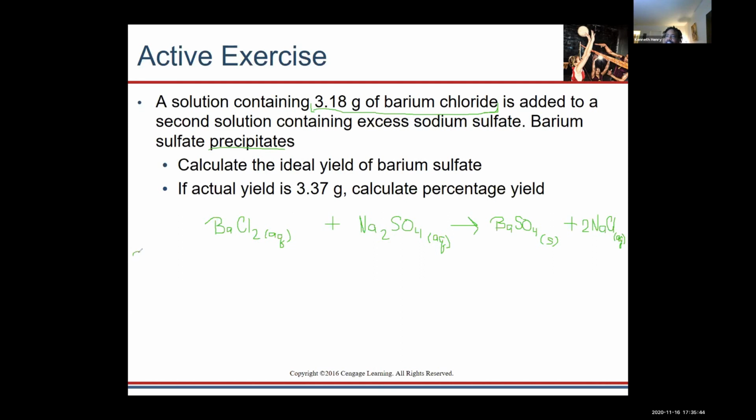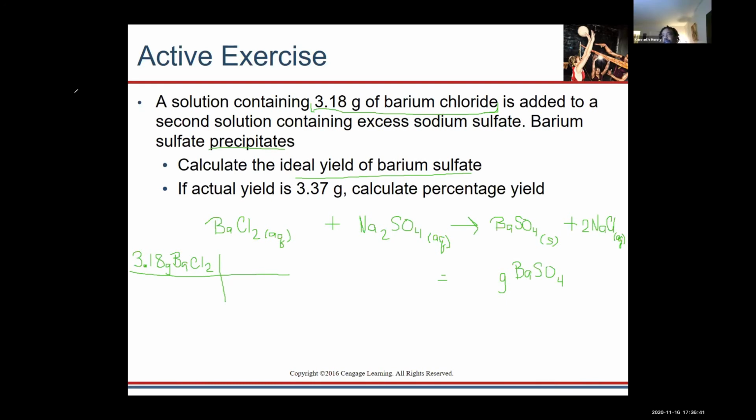So our given is what? 3.18 grams of barium chloride. Okay, and what is it that we want? We want barium sulfate. Do you need the molar mass of barium sulfate? We will, but we need the molar mass of barium chloride first.